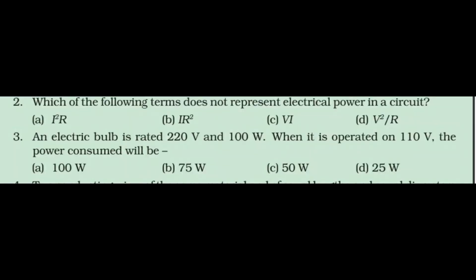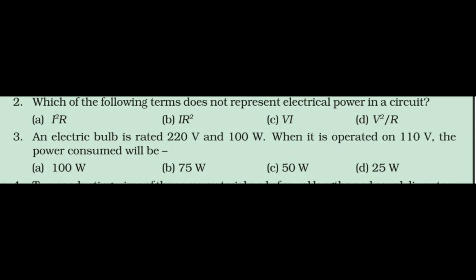Second MCQ. Which of the following terms does not represent electric power in a circuit? I square R, IR square, VI, V square upon R. Here option B is correct. Obviously, IR square does not represent electric power in a circuit.